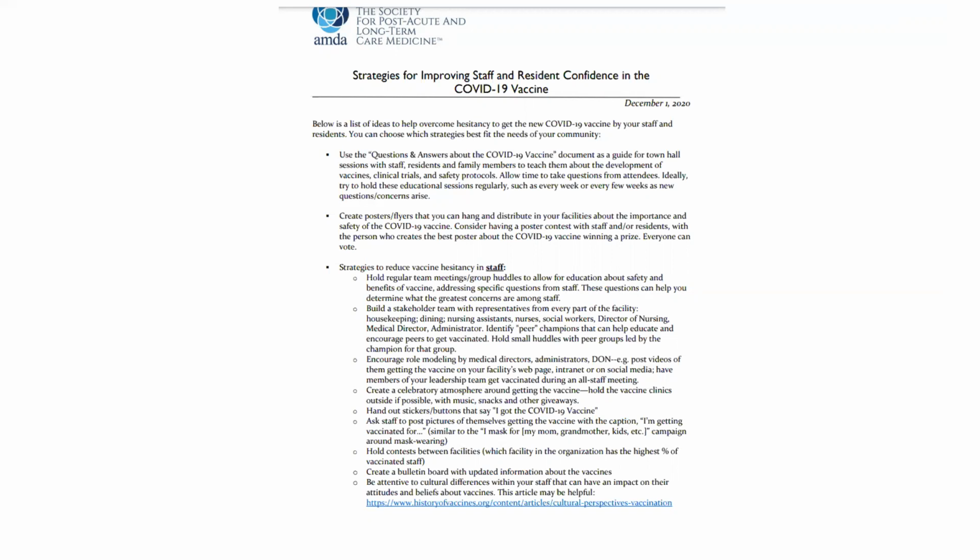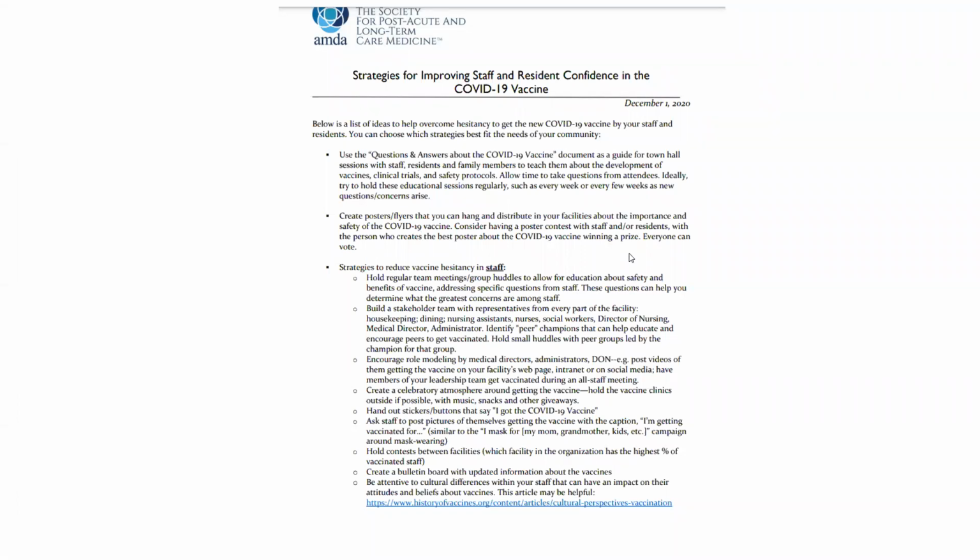So this is the American Medical Directors Association. It's on their website, a list of ideas. And many of these ideas, I believe you're all already doing. But I just wanted to share these with you. Having town halls with staff for questions and answers, following up with posters and flyers so that they're also a visual reminder of key points with the vaccine, and even having staff develop these posters and flyers.